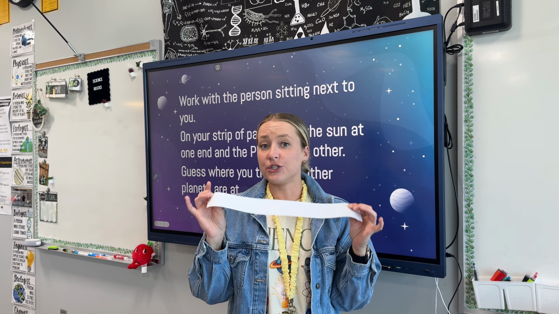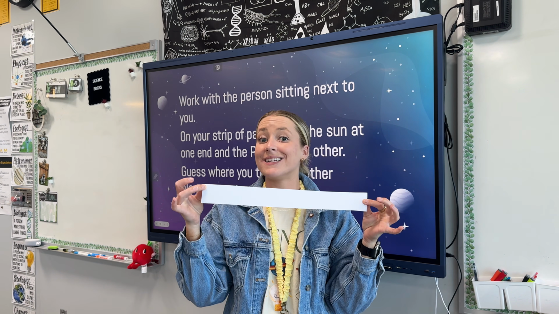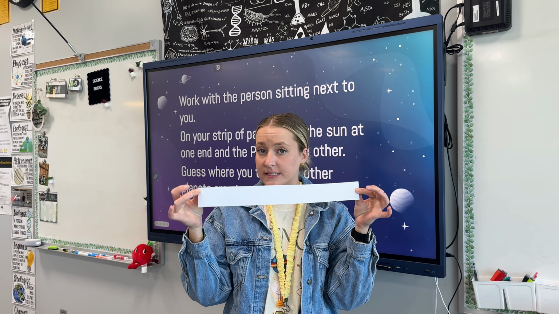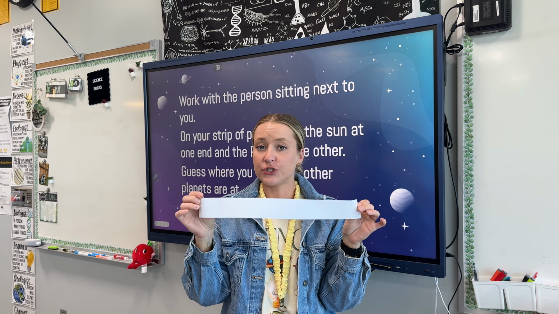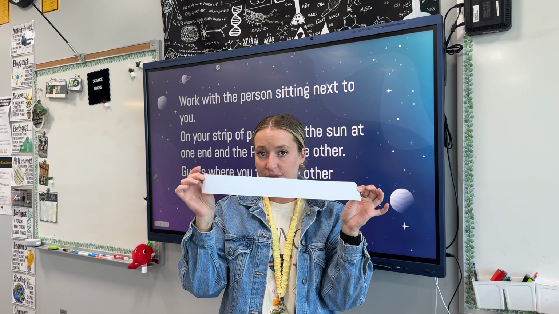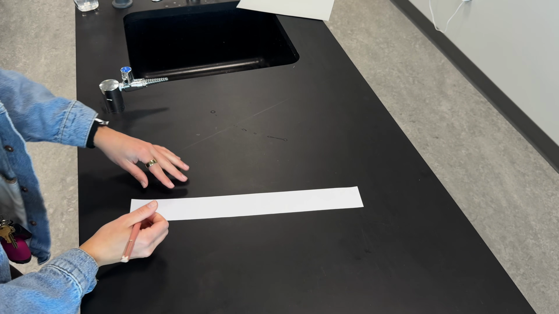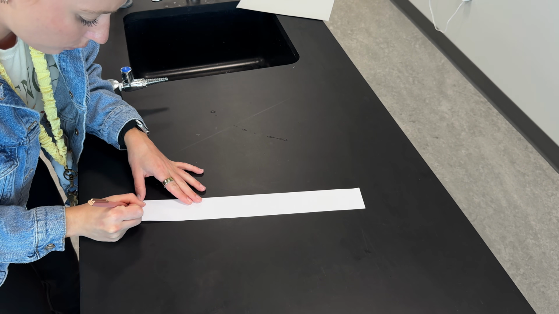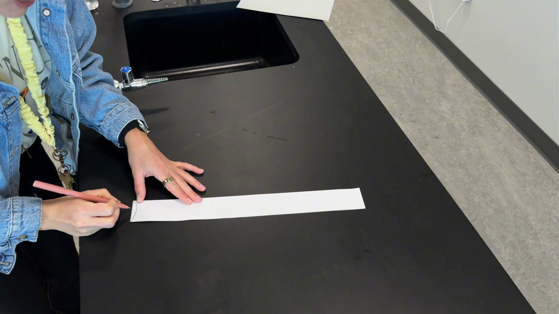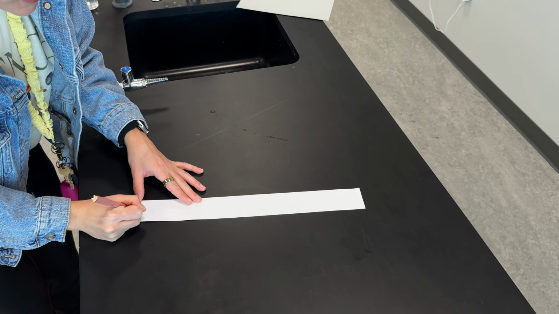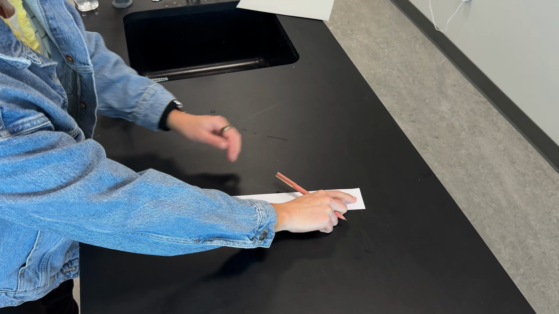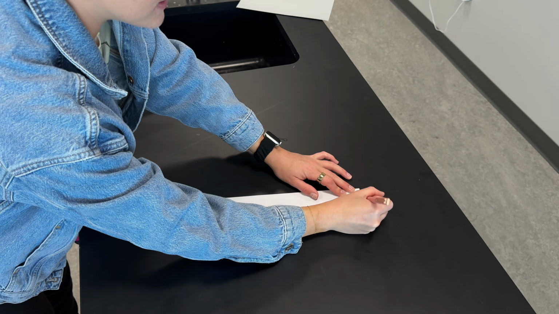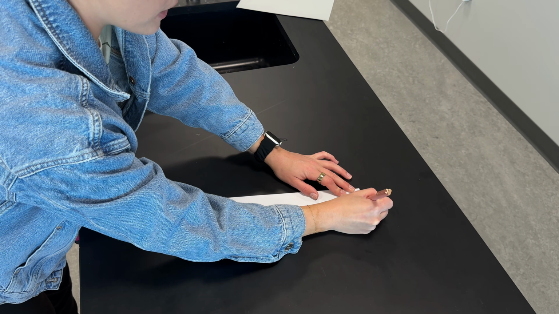For this lesson, students are making their own scale diagram of the solar system. The first thing I had students do with this paper is label the sun on one end. They made a little half circle on this end and labeled it sun. And on this end, they drew a little dot and labeled that Pluto.